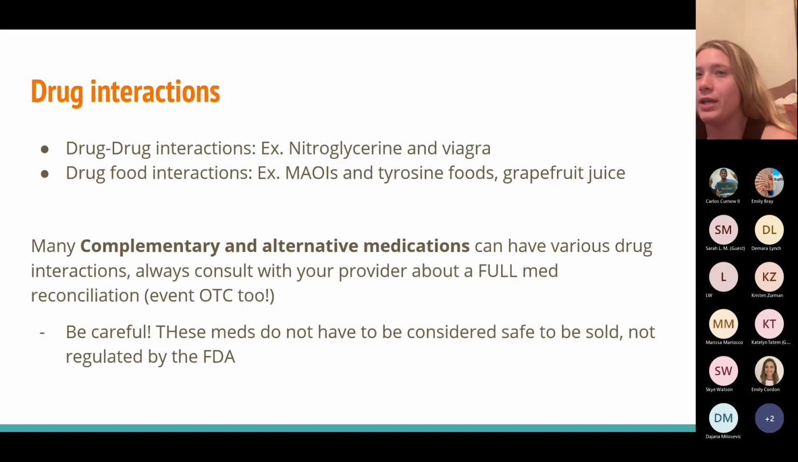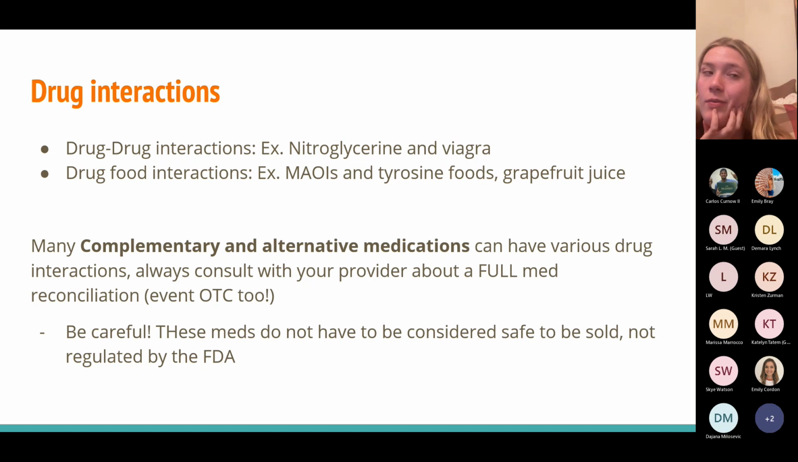There's lots of different drug interactions. You can have drug-drug interactions, meaning these two meds can't mix. And then there's also drug-food interactions, and those you kind of just know when you learn more in depth about some meds and the nursing considerations that do follow. Lots of our CAM meds, our complementary and alternative medications, have various drug interactions.